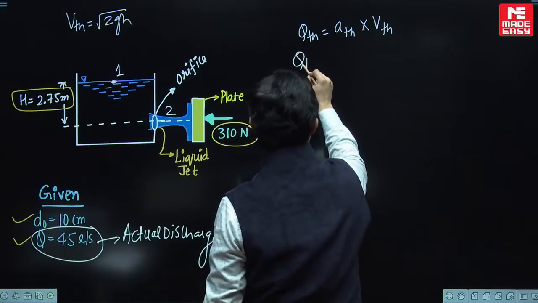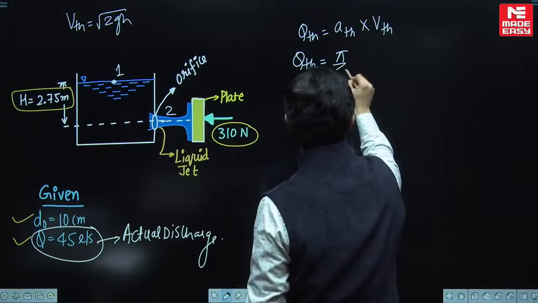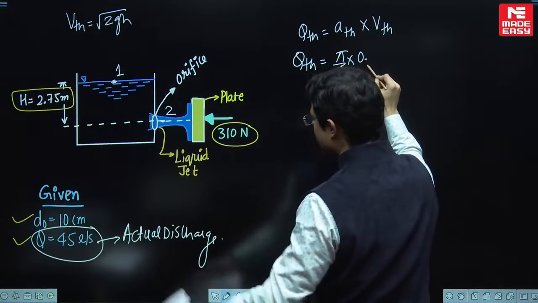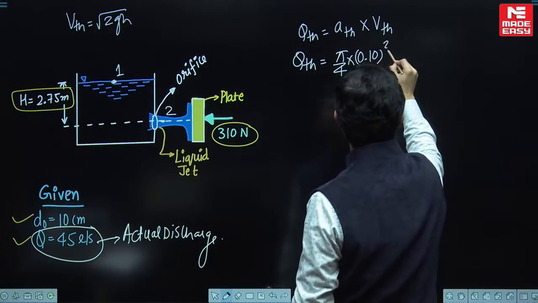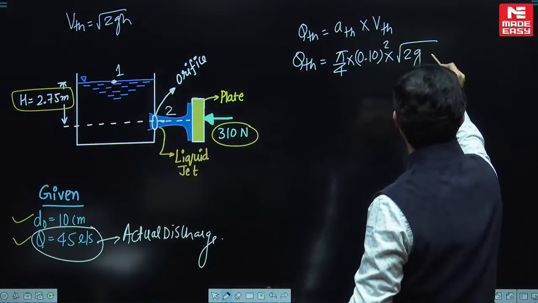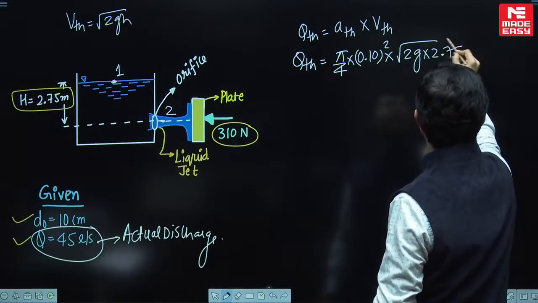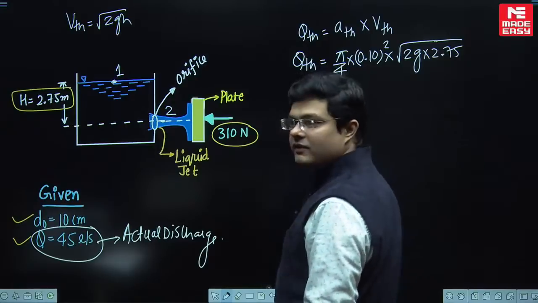So therefore the theoretical discharge is going to be area theoretical, which is pi by 4 into 0.10 squared, into the theoretical velocity, under root of 2gh. H is 2.75 meter. You will get the theoretical velocity from here.